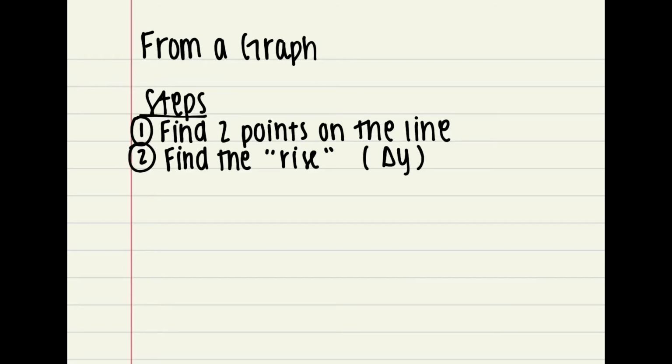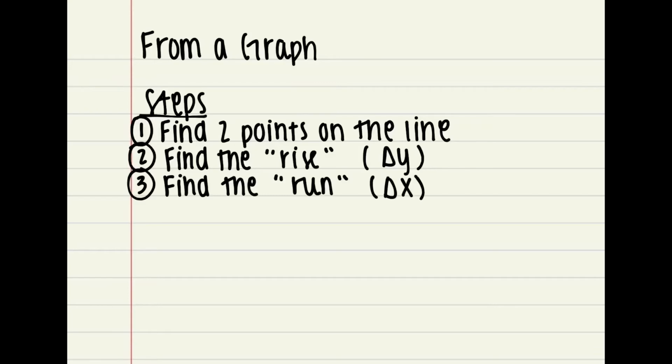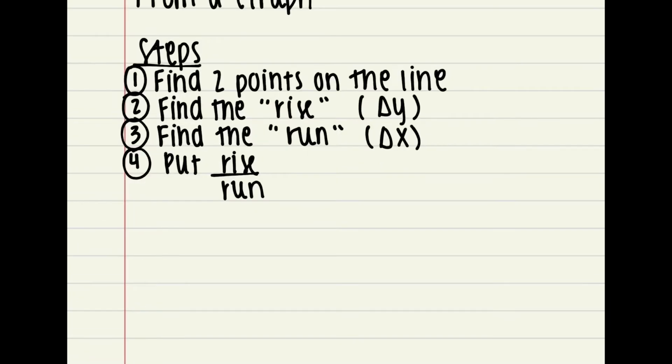You're then going to go and find the rise. That's the change in y on a graph. You're then going to find the run, which is that delta x or change in x. After you found the rise and the run, you're going to put it in a fraction, like the change in y over the change in x. You're going to put rise over run. Then make sure you do reduce, and you want to check it with a third point.